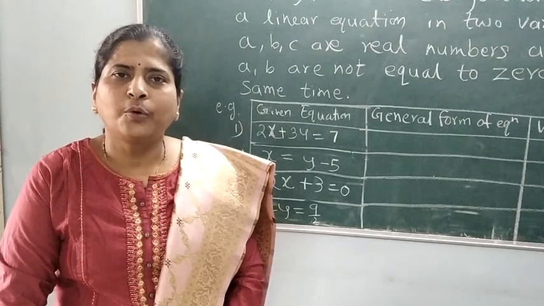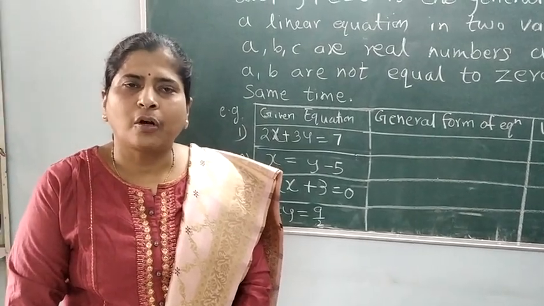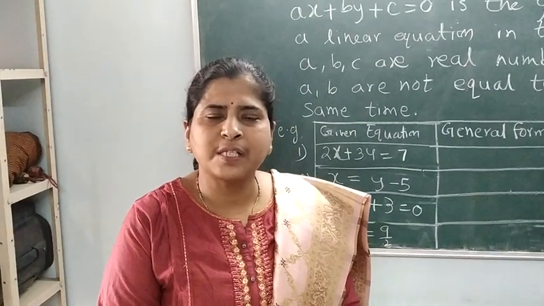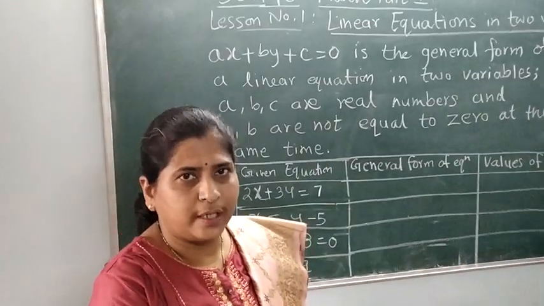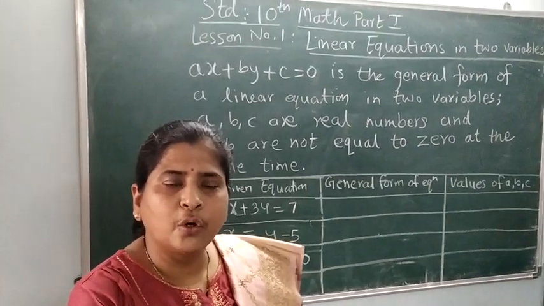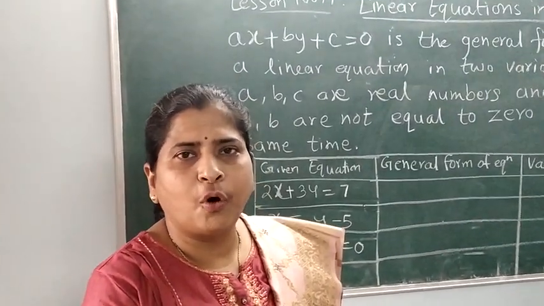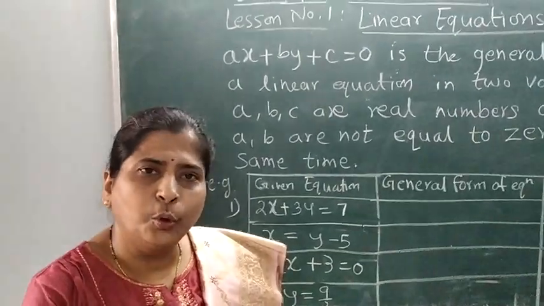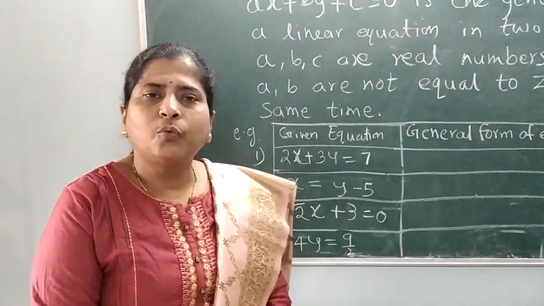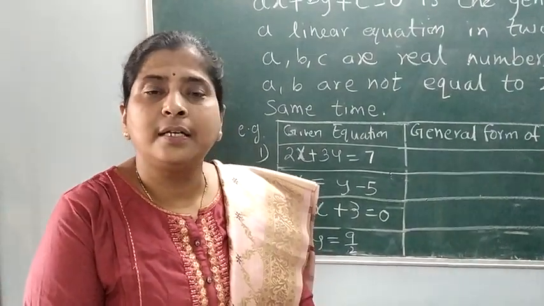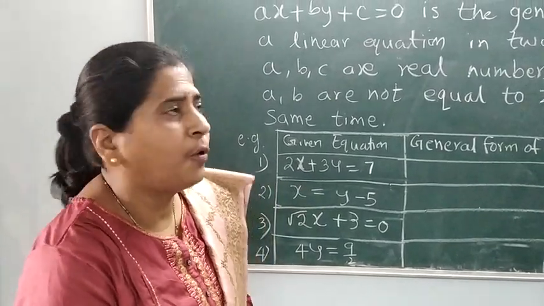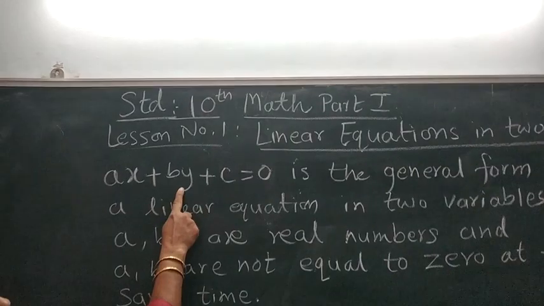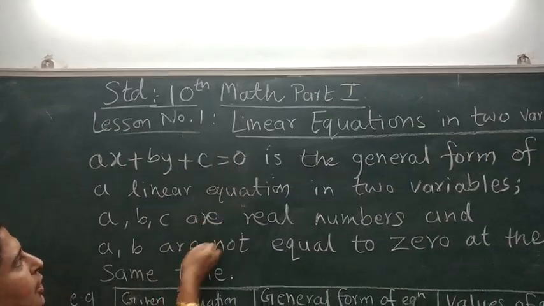Hello. Today we are going to learn Standard 10 Mathematics Part 1, Lesson number 1, Linear Equations in two variables. Under this, we are going to see what is the general form of the linear equations in two variables. Let's see what is the definition of it and let's understand each part of it. The definition of the general form is ax plus by plus c is equal to 0.